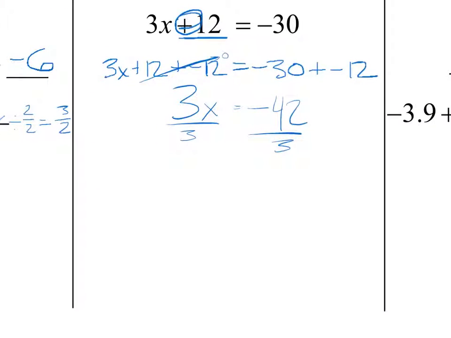Yeah, you're wrong. So 3 divided by 3 is 1 times x. Wait. Negative 42 divided by 3 is 14. Good date, bad date. Bad date. You're wrong because it's not a negative.